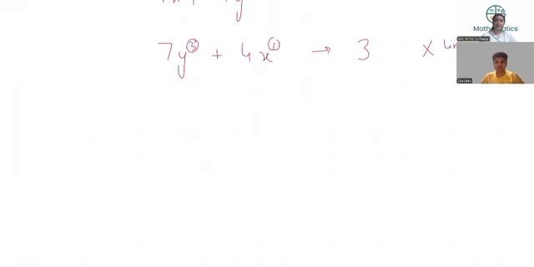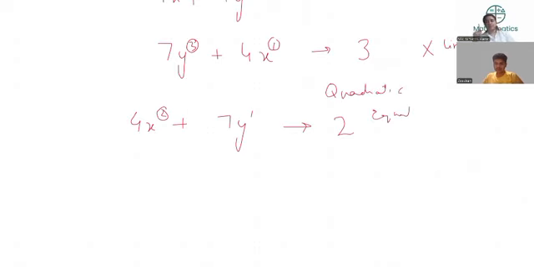Now, if I say 4x cubed plus 7y, what is the power of x? What is the power of y? 1. And what is the degree of this equation? So equations with degree 2 are called quadratic equations. Equations of degree 1 have the special name called linear equations. Equations with degree 2 have a special name called quadratic equations.